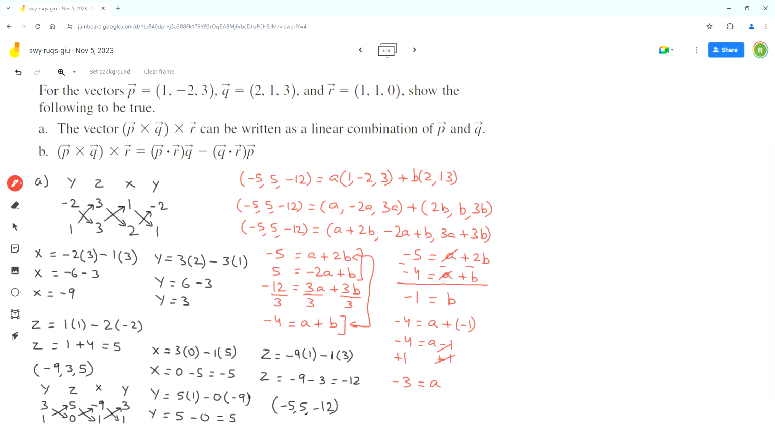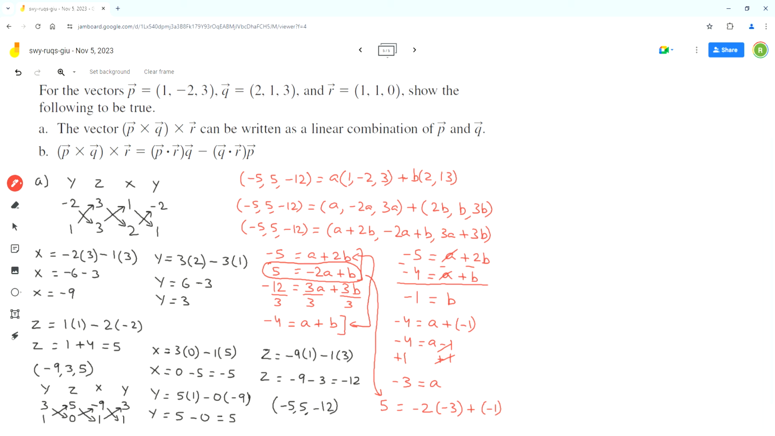Now we have to check whether these a and b values satisfy this third equation that we got from our vector equation. And if they satisfy this equation, that means the cross product can be written as a linear combination of P and Q. So we'll sub in A as -3 and B as -1 in this equation. So it's this one.